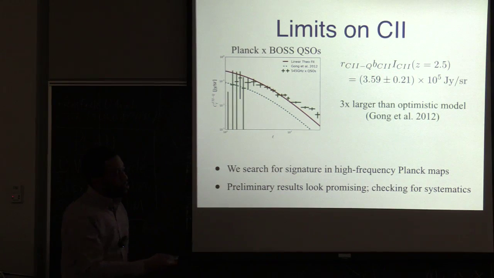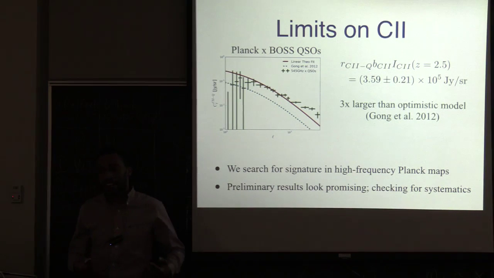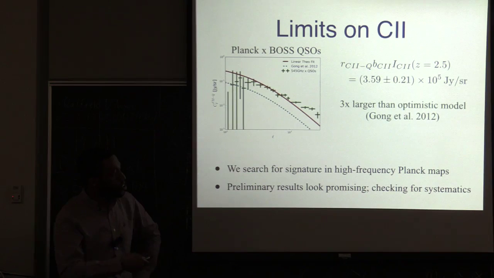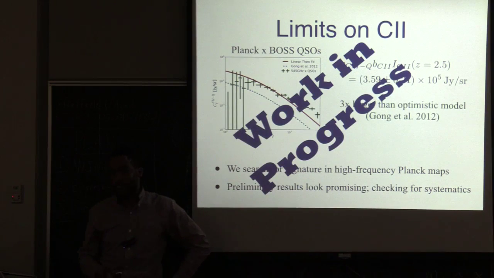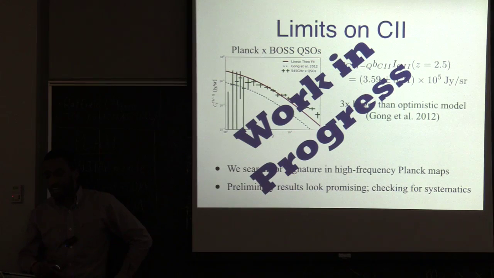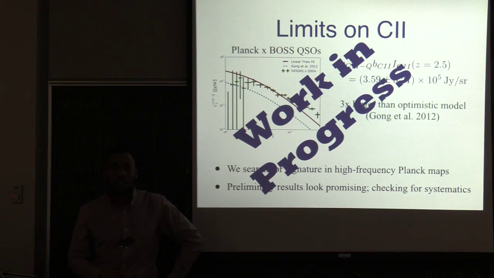Specifically, this is the intensity we measure, which is about 3 times larger than the optimistic model for ionized carbon emission. However, these things are pretty uncertain, so it could be true, but we're also still performing systematic checks, looking at different systematics to see if they could be causing this correlation as well with galaxies. And so more work needs to be done, so this is still pretty preliminary.